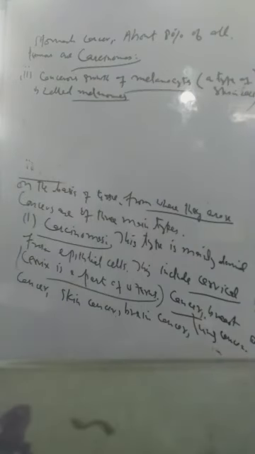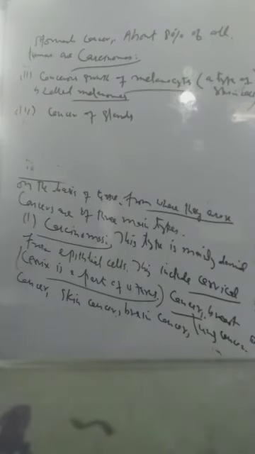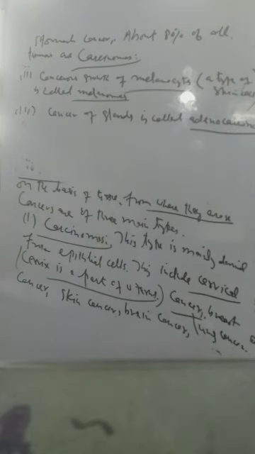Also, cancer of glands is called adenocarcinoma. These are the types of carcinoma.